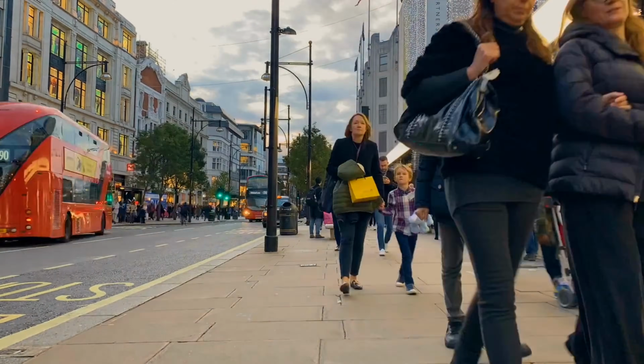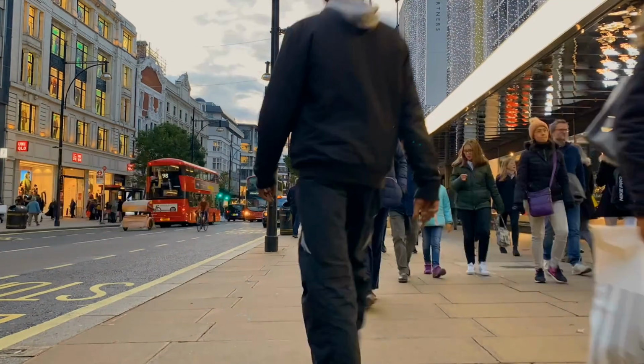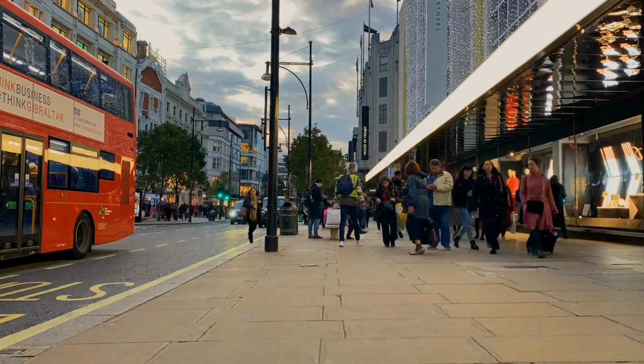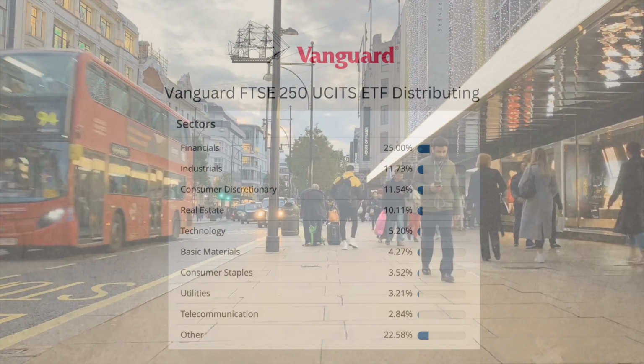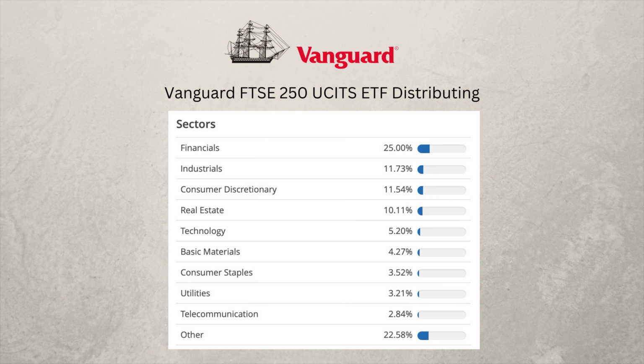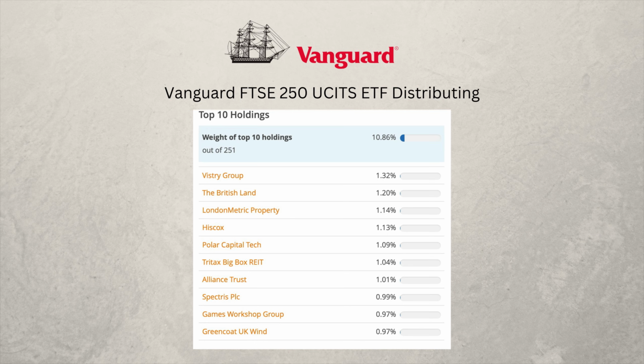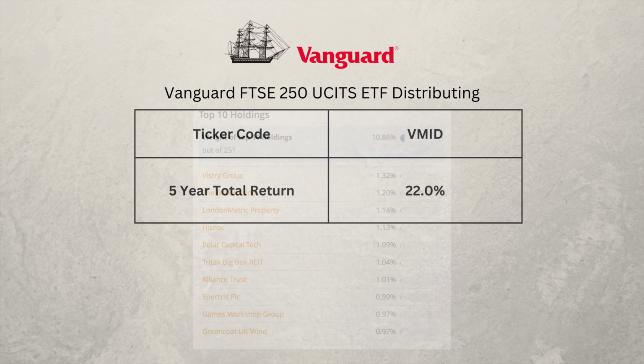The return of this ETF therefore is more closely tied to how well the UK economy is doing compared to the FTSE 100. Financials make up by far the largest sector in this ETF, followed by industrials, consumer discretionary and real estate. The 10 holdings shown here make up around 10% of the ETF's entire value. The total return over the last 5 years is 22%.